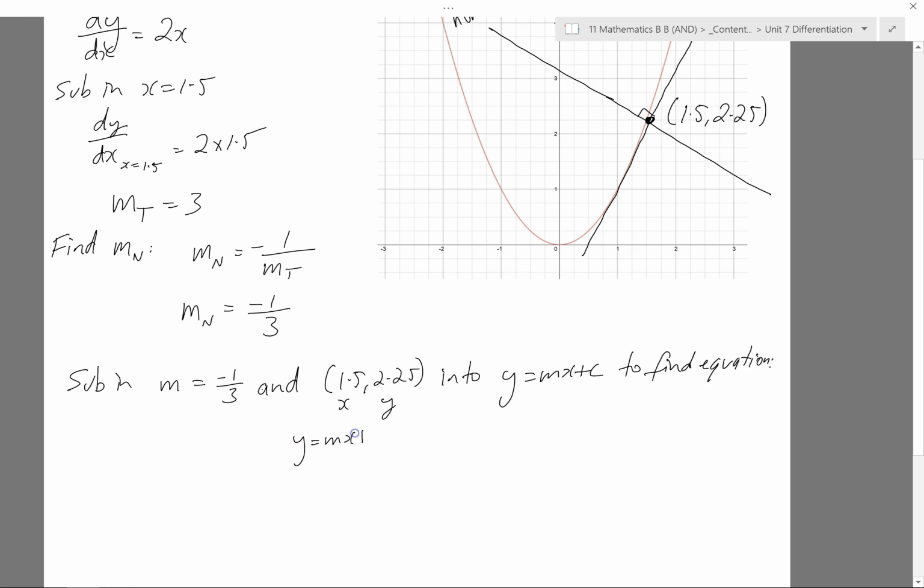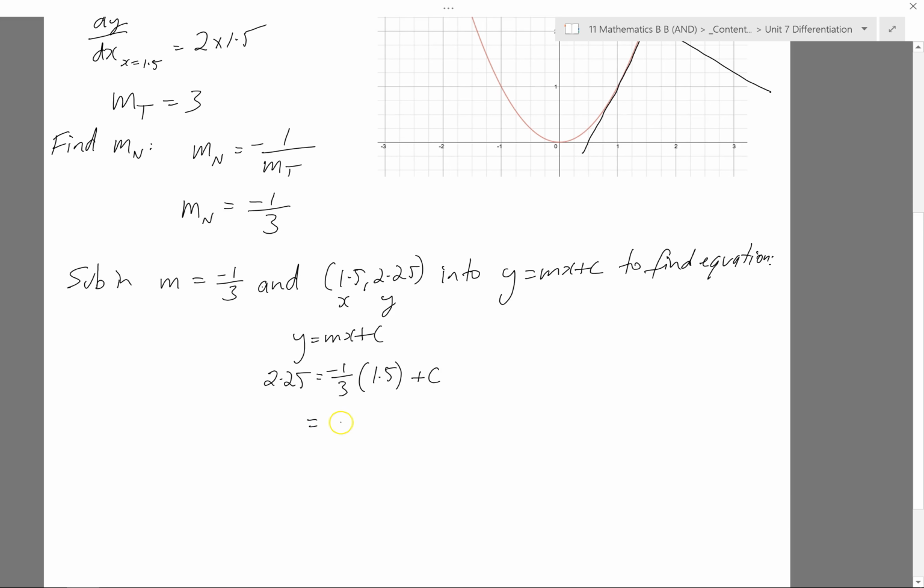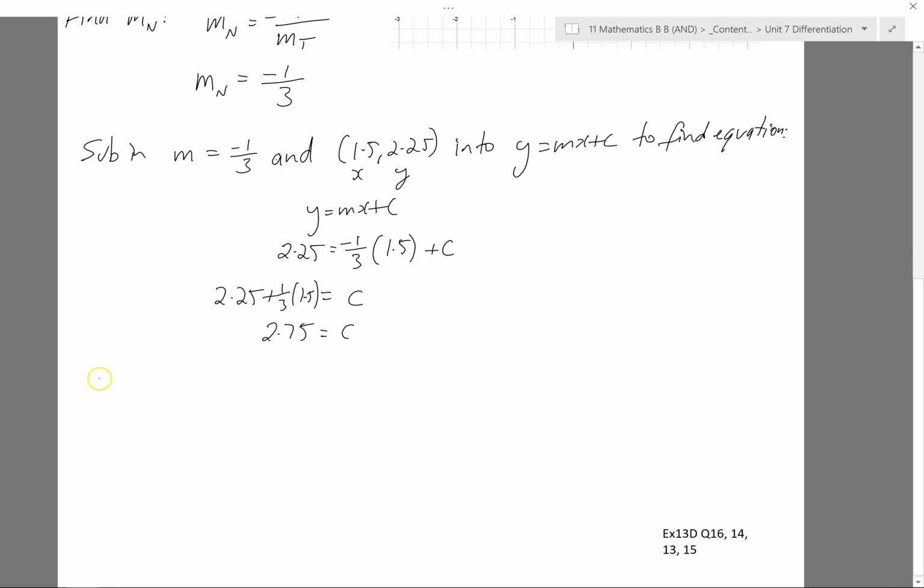Remember we've got y equals mx plus c. My y value is 2.25, my m is -1/3, times 1.5 plus c. It'll get a little bit messy here, probably better suited to calculators. The c value is 2.75. So my equation of the normal, in y equals mx plus c form, will be y equals -1/3 x plus 2.75.